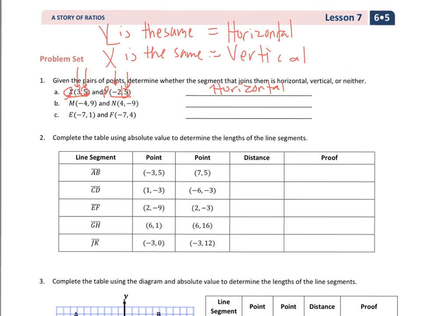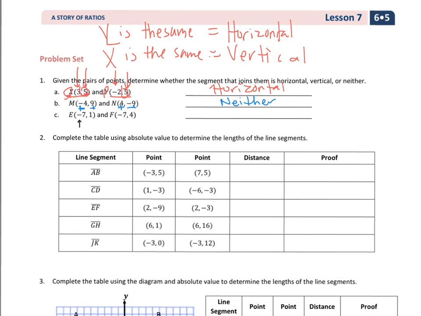Now for the next one, we're going to look at these and see I got -4, 9, and then 4, -9. They don't have anything that are the exact same coordinate, meaning I look at the x as -4 and a 4, and the y is 9 and -9. They're not the same, so they're going to be neither. They aren't going to be horizontal or vertical, they're going to be a diagonal. So let's take a look at C.